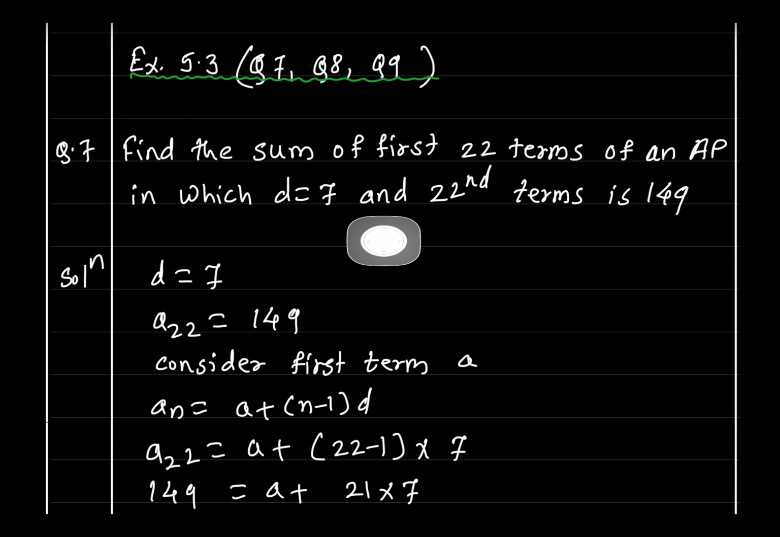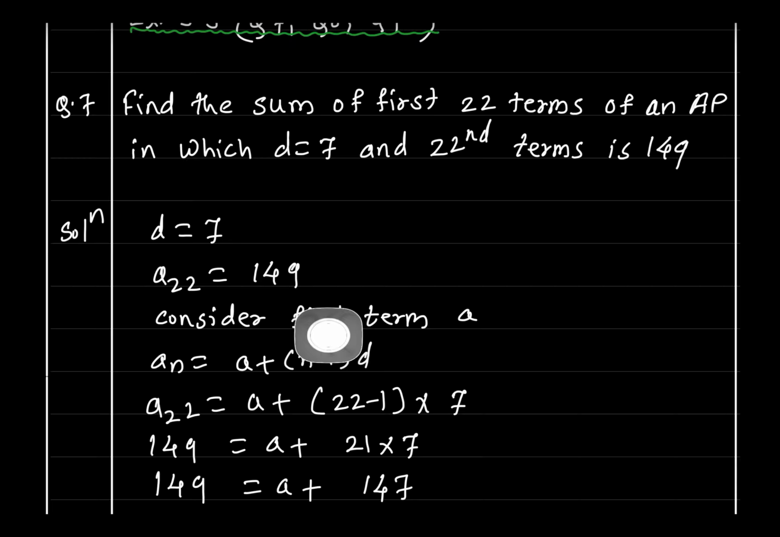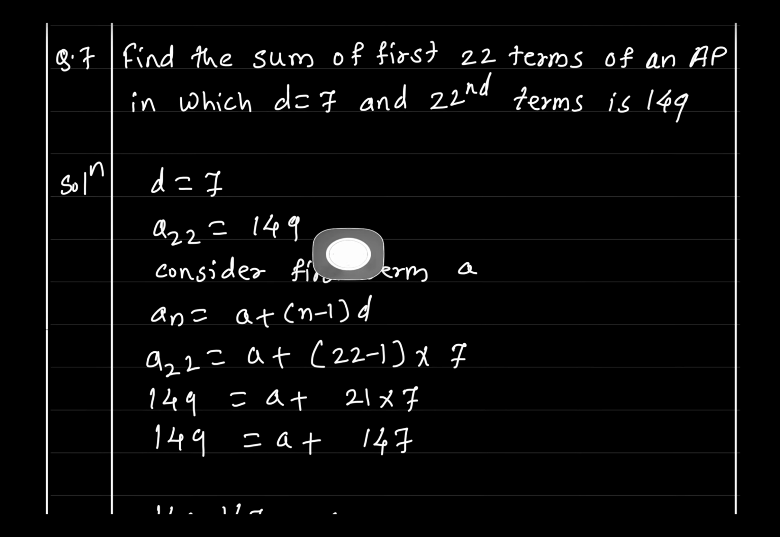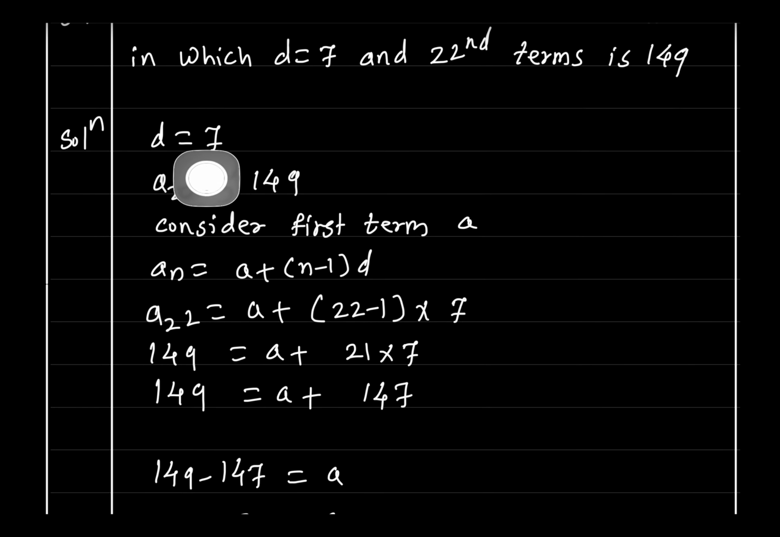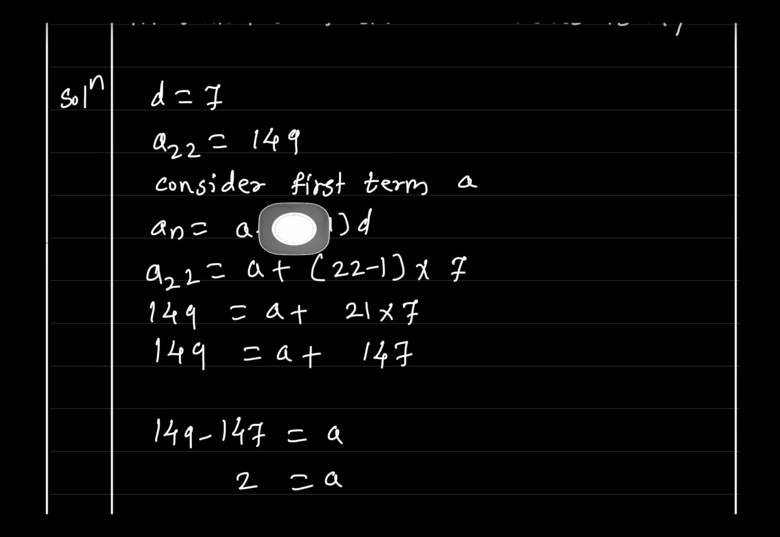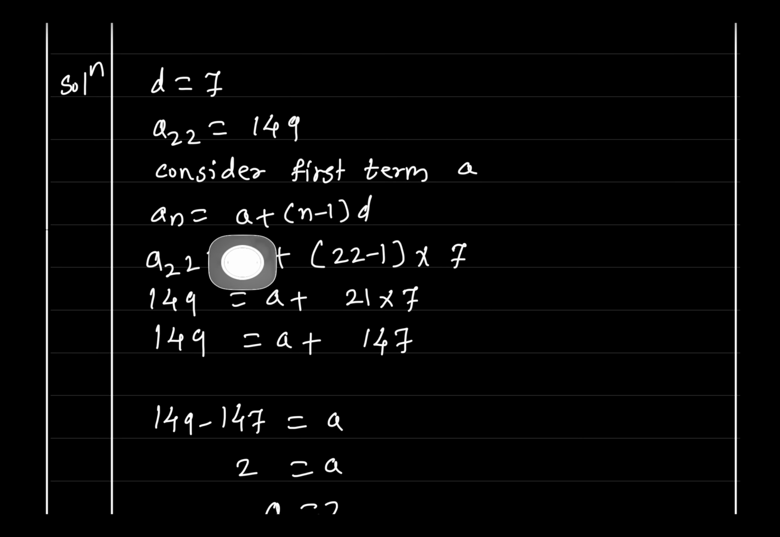So in this word problem we have to see what is given. d equals 7, and the 22nd term is 149, so a22 equals 149. What we have to find out is the sum of the first 22 terms. So here d equals 7 and a22 equals 149 are given.